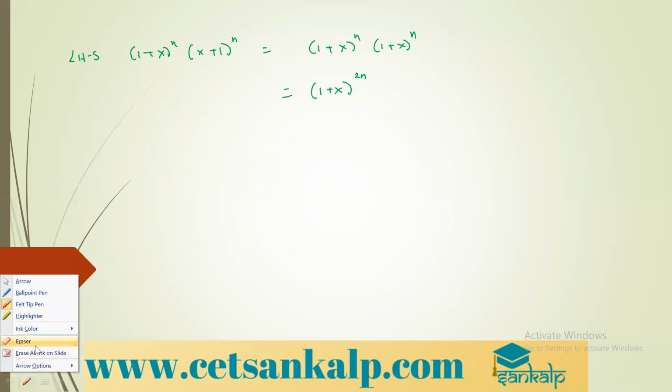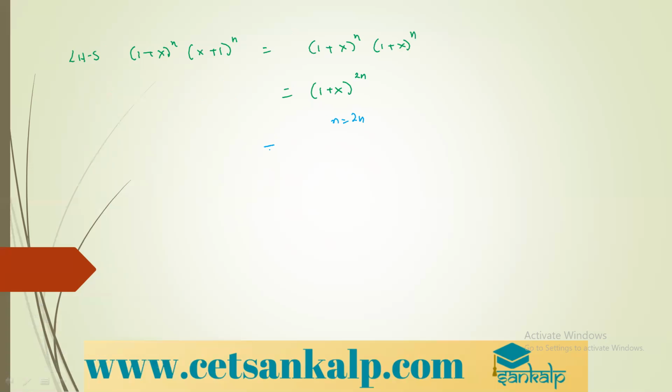So in this I have to find the coefficient of x power r. The power n is 2n. The general term is 2nCr x power r. I am finding the coefficient of x power r. So on the left side, the coefficient of x power r is 2nCr.